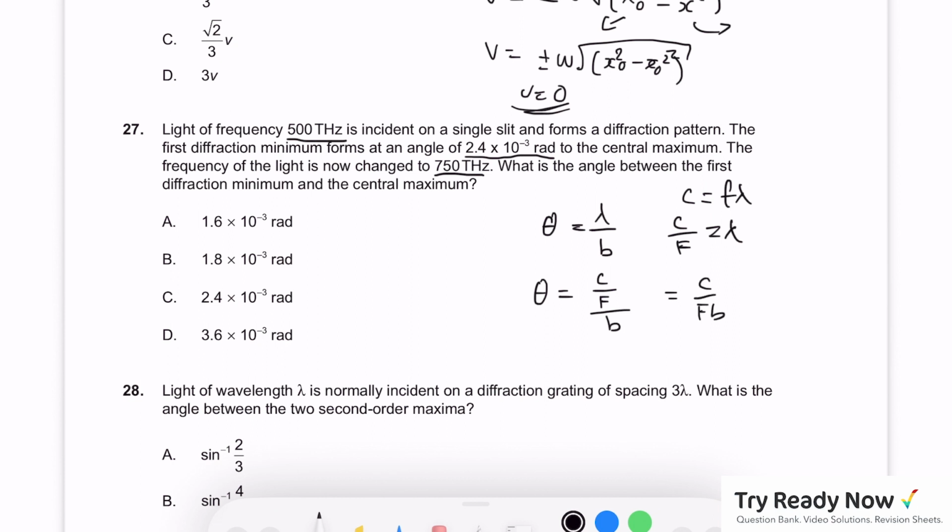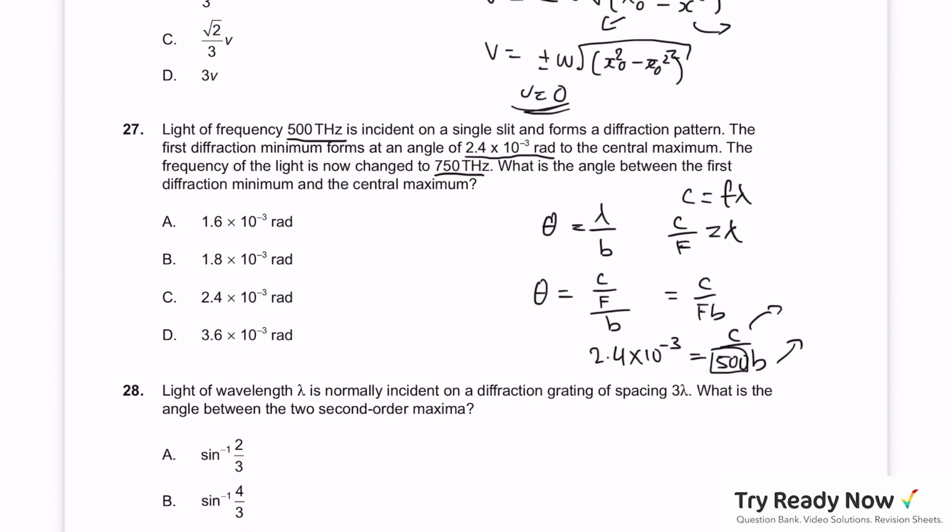When the light is at 500, we have an angle of 2.4 times 10 to the power of minus 3 radians. Now these two stay constant even if we change the light to 750. By changing the light to 750, we're taking this term and multiplying it by 1.5. So when we multiply that by 1.5, how does that affect the angle in radians?